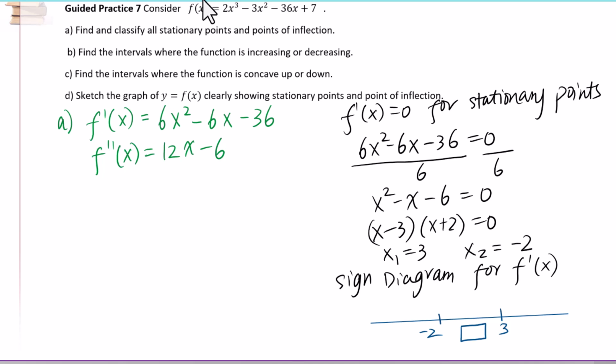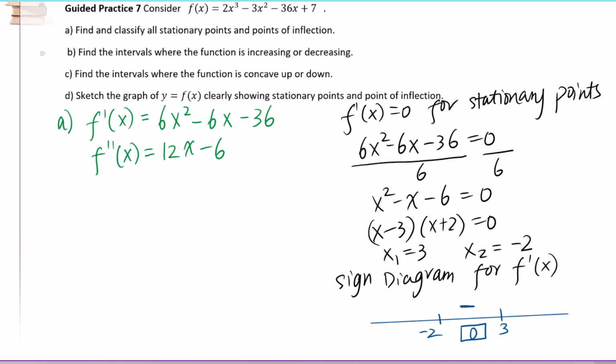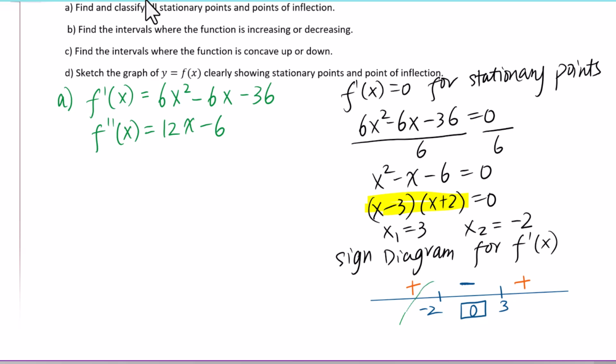The number for test is 0. We plug back into this first derivative function. We got negative, because these are single powers. So we need to change the sign. Increasing, then decreasing. So we know at x equals negative 2, there is a local maximum. Decreasing, then increasing. At x equals 3, there is a local minimum.